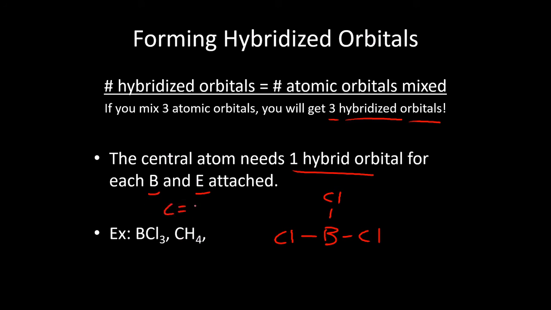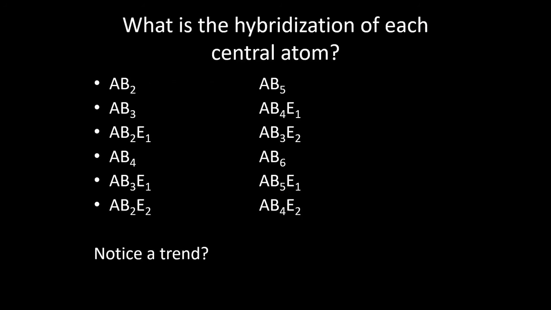Now notice here, I said for every bonding group. So for something like CO2, I don't need 4 hybrid orbitals for the carbon here. I just need 2, because this is a bonding group and this is a bonding group. So for this particular molecule, I would need 2 hybrid orbitals, because I have 2 bonding groups. However many things you have attached to the central atom, regardless of whether they are bonding groups or lone pairs, you need 1 hybrid orbital for each of them.